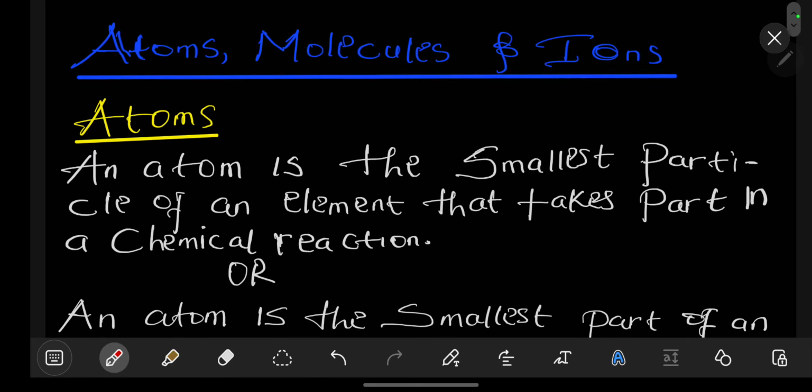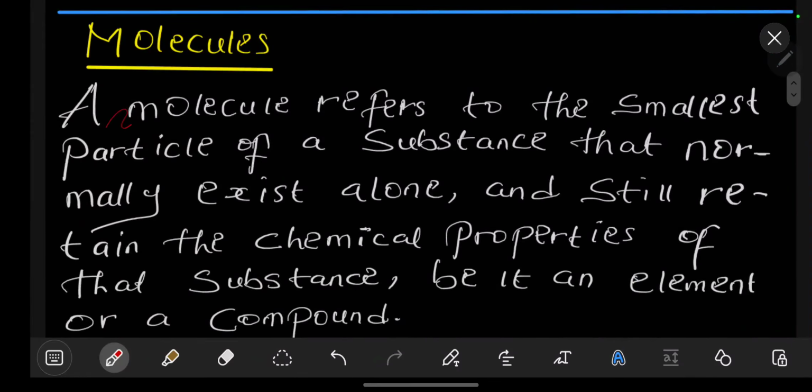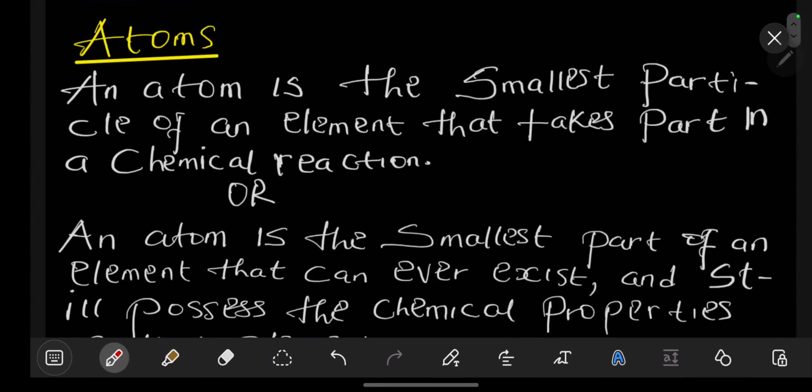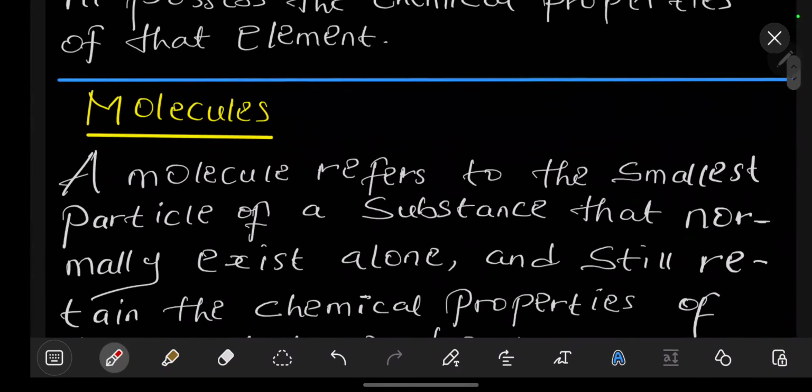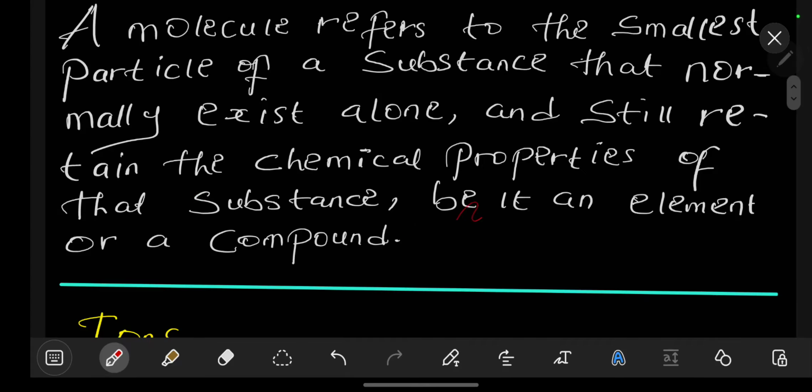We want to jump straight to molecules. So what are molecules actually? A molecule refers to the smallest particle of a substance. Now, have you seen one distinction between molecules and atoms? Look at atoms. We said an atom is the smallest particle of an element, it talks about an element, but a molecule talks about a substance that normally exists alone and still retains the chemical properties of that substance, be it an element or a compound.